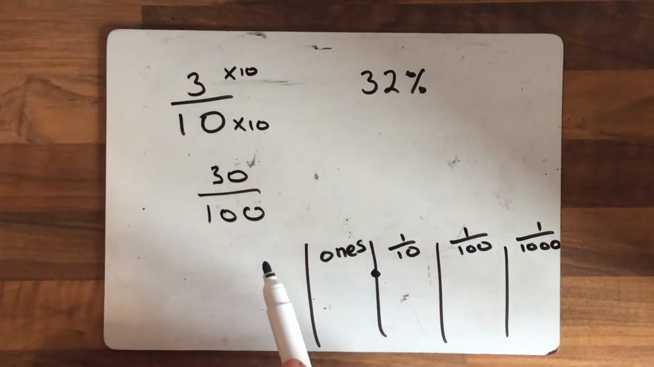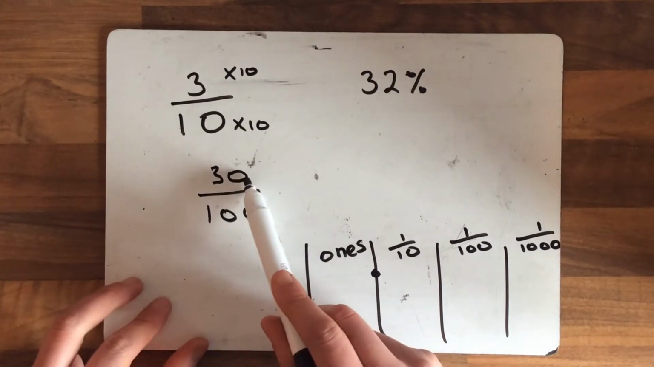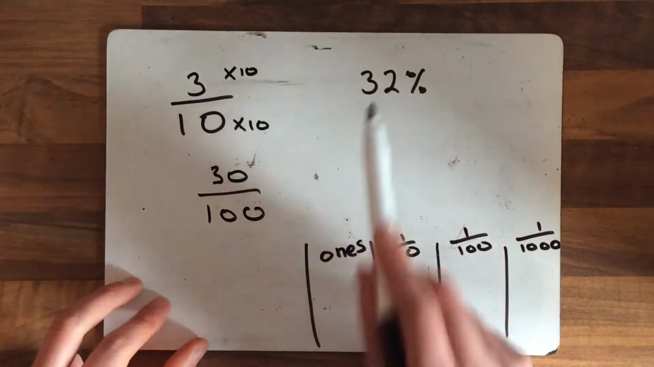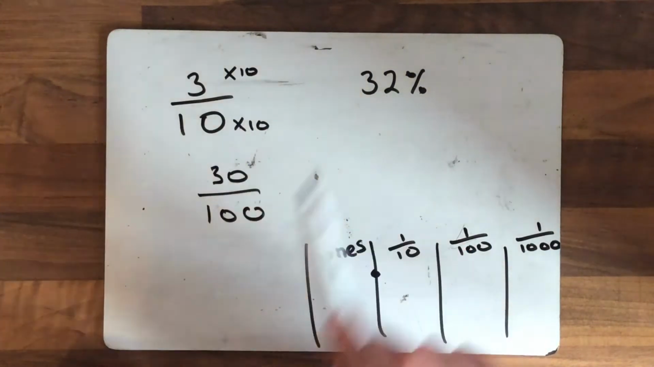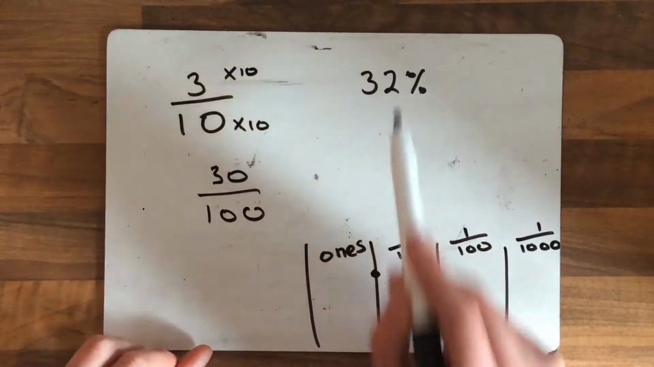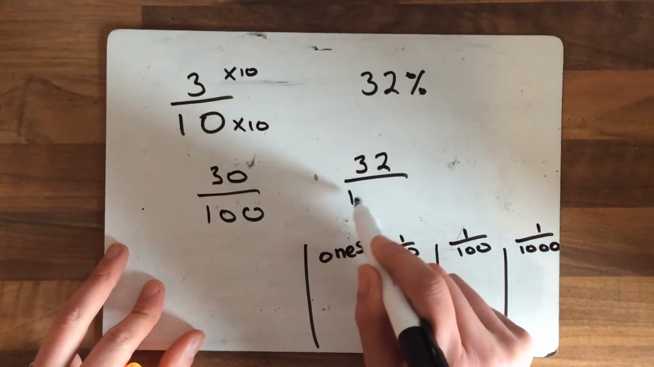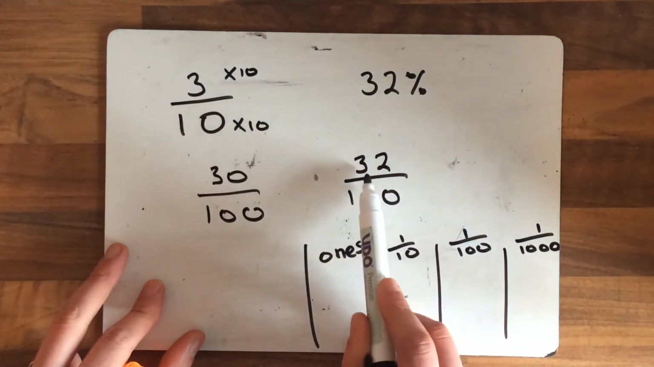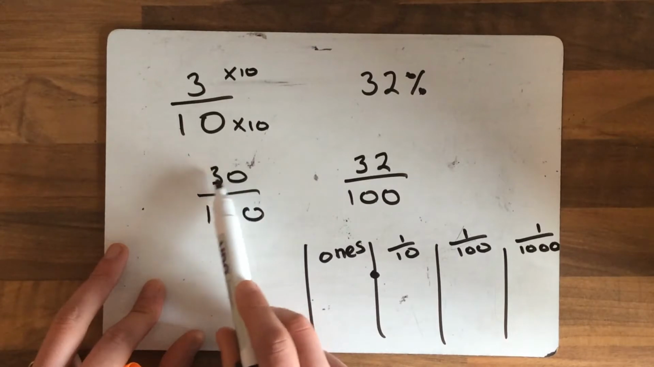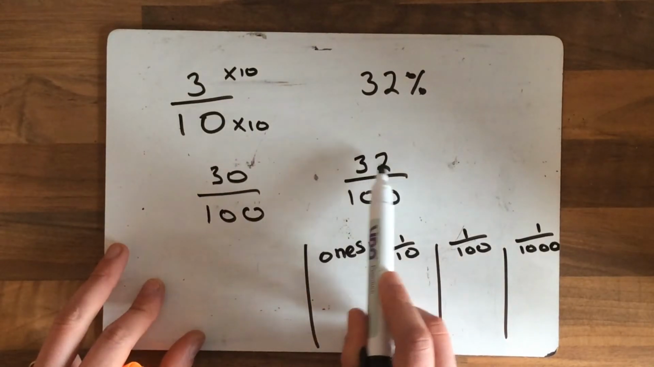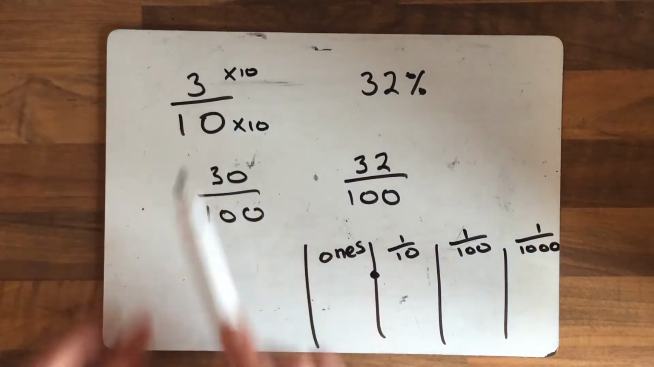Now the key to see which one is larger than the other is to have a look at this numerator, have a look at this number 30, have a look at this number 32. Which one is larger? It is 32. And if we were to convert this percentage into a fraction, it will be 32 over 100. They've both been split into 100 parts. There are 30 here, there are 32 there. 32 is larger than 30. So therefore 32% will be bigger than 3 tenths.